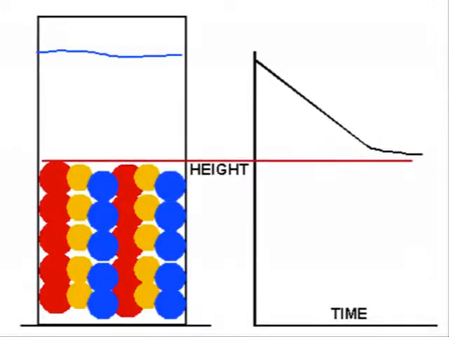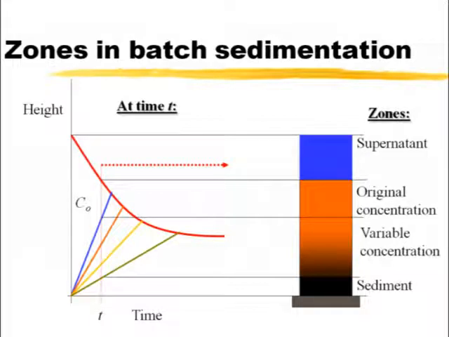And this is the illustration of the zones that occur. There's the interface plot on the left hand side now, and if we take a fixed point in time, the zones are shown on the right. There's the supernatant, the clear liquid, the original concentration zone, variable concentration zone, and then sediment at the bottom, and that's at a fixed position in time, t.